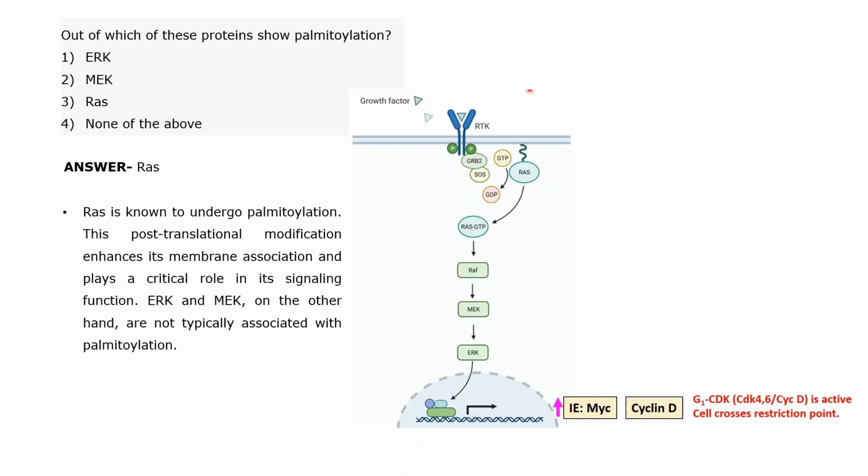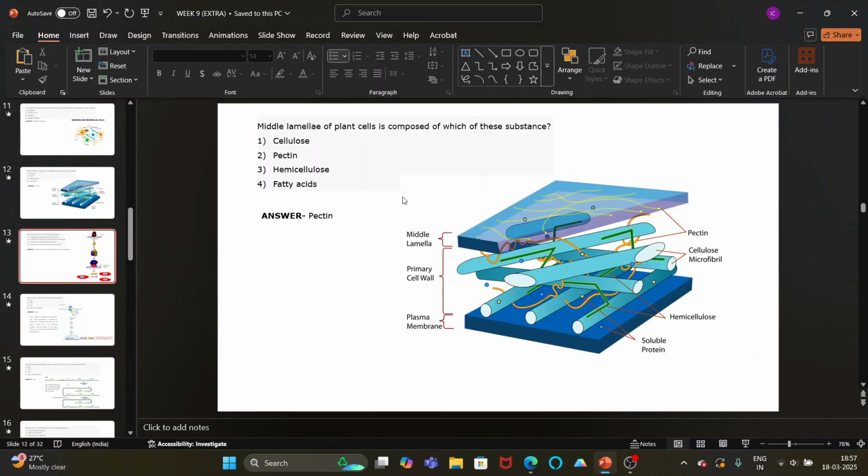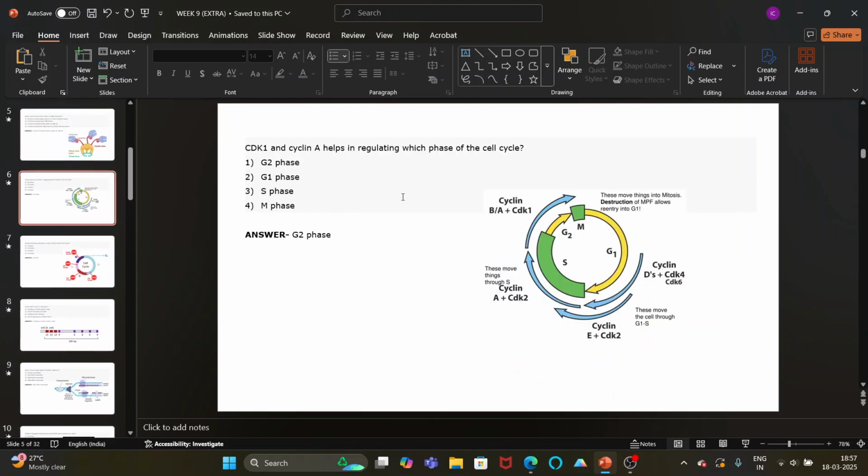Does anyone have any doubt regarding this? From the previous diagram you can see that cyclin D is actually involved in the G1 phase regulation and everything.